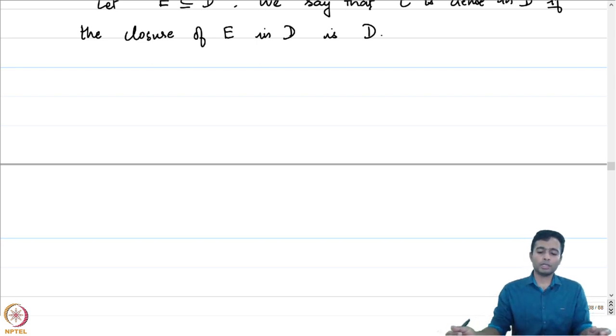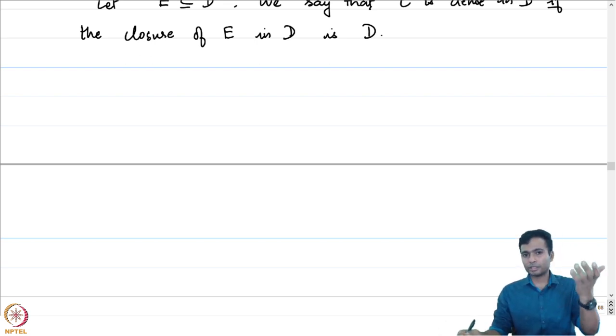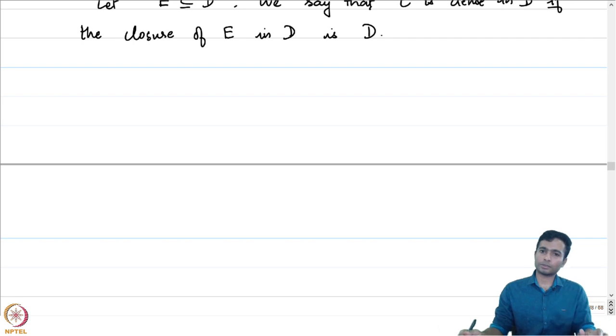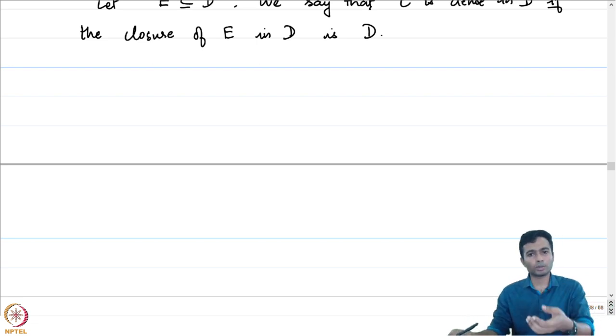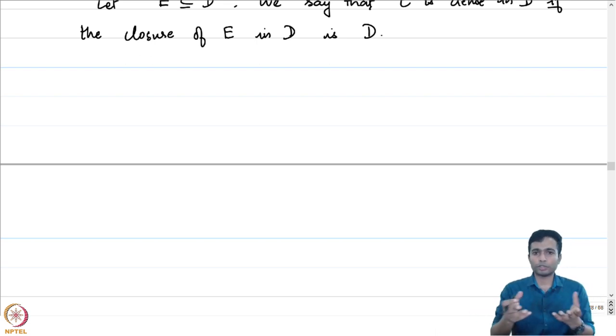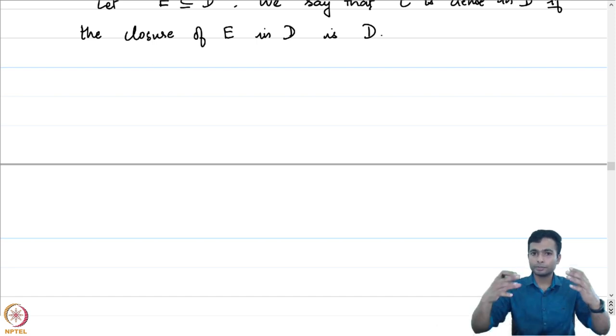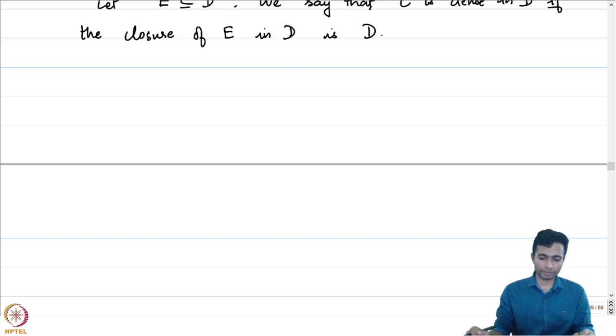But usually, when you take a subset D of a metric space, we can borrow or restrict the metric to this subset D. And with that restricted metric, D turns out to be a metric space. And we can talk about balls in D, we can talk about open sets and closed sets in D. Basically, we can talk about the topology on D. This closure of E is with respect to the topology in D, which is obtained using the restricted metric.